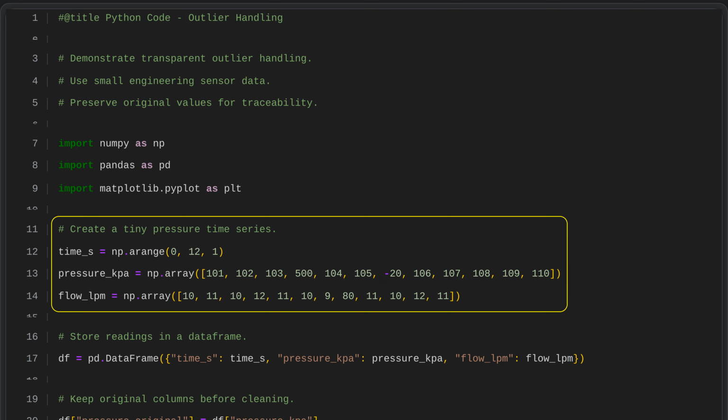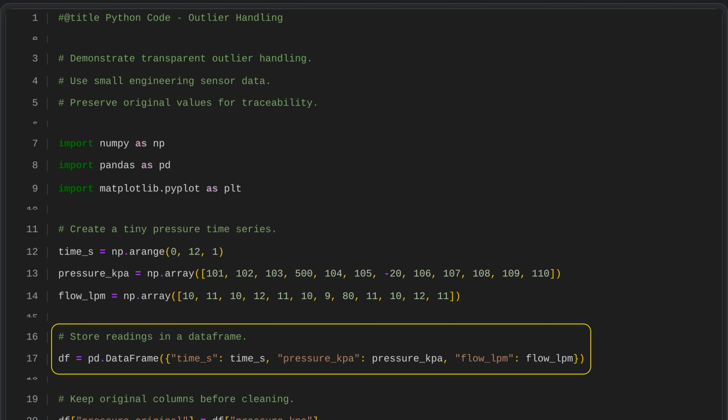The dataset begins with time points from 0 to 11, created using NumPy's range-style function. It includes pressure readings in kilopascals and flow rates in liters per minute over the same period. Both measurements contain unrealistic outliers, such as an extremely high pressure value, a negative pressure value, and an unusually high flow rate, which will be used to study outlier handling.